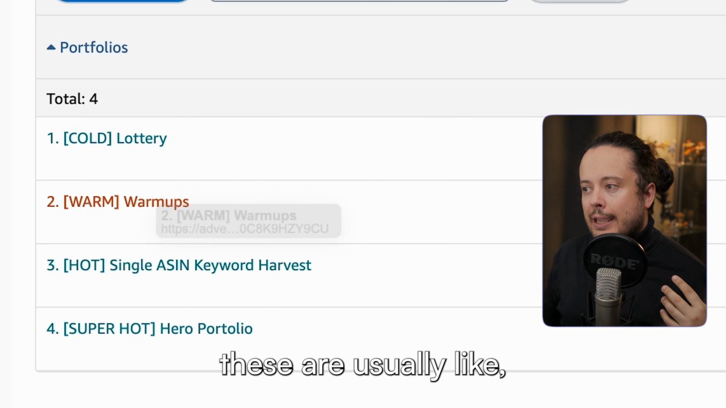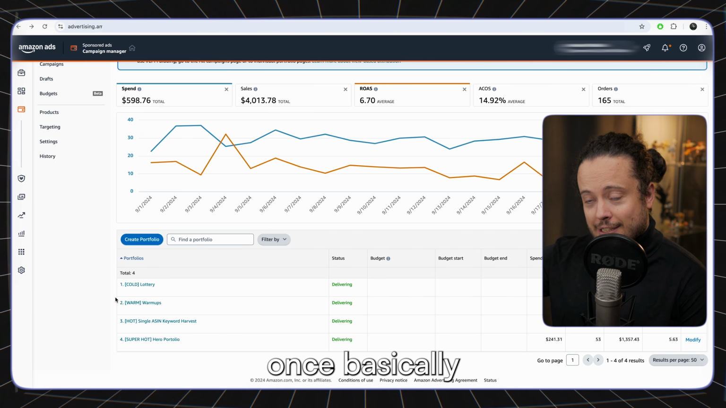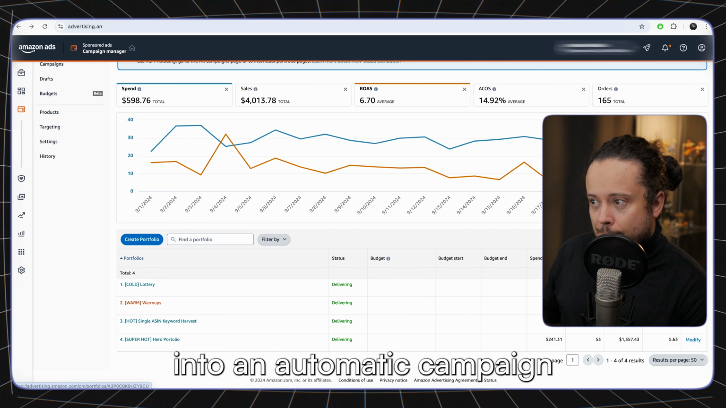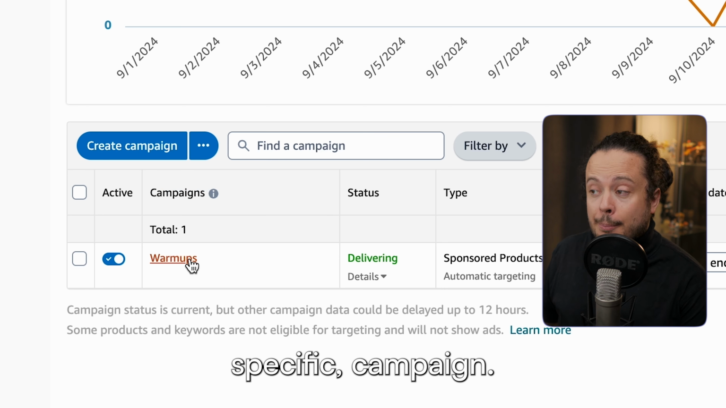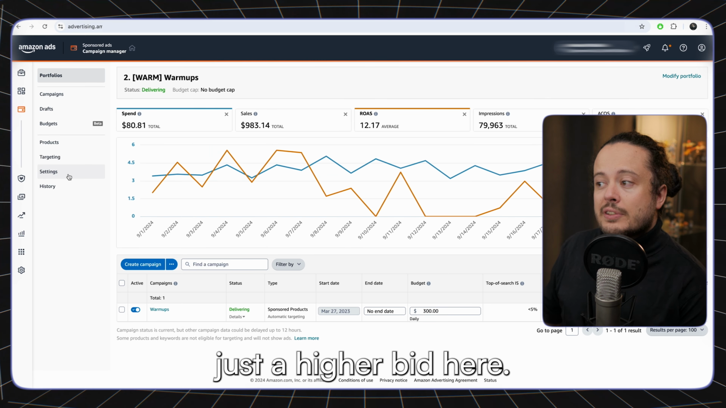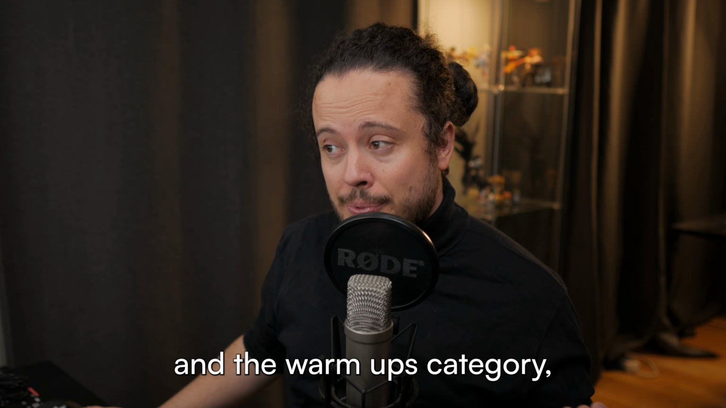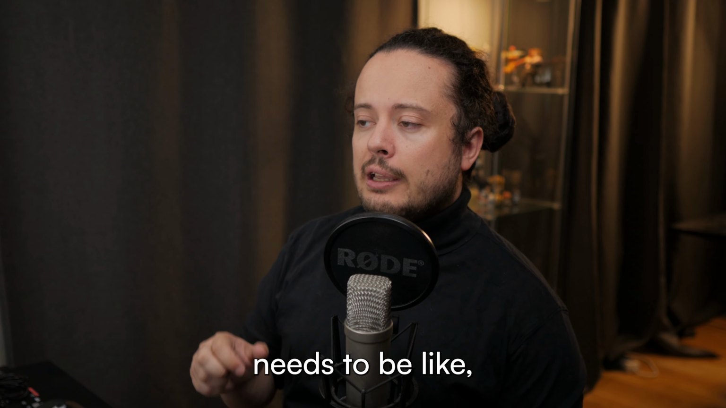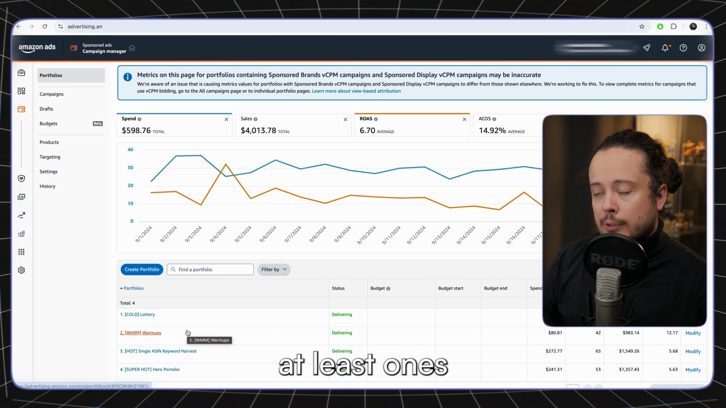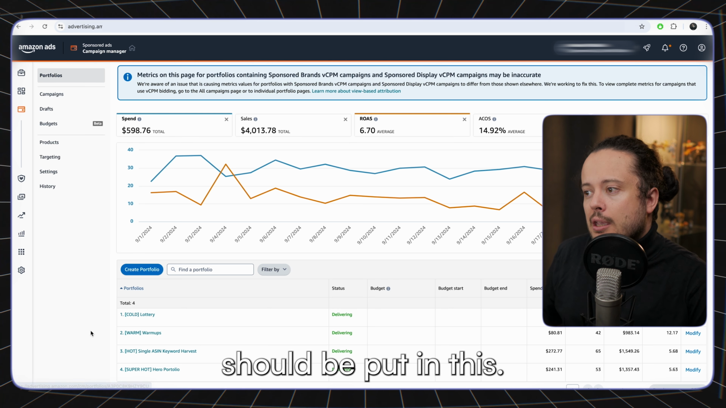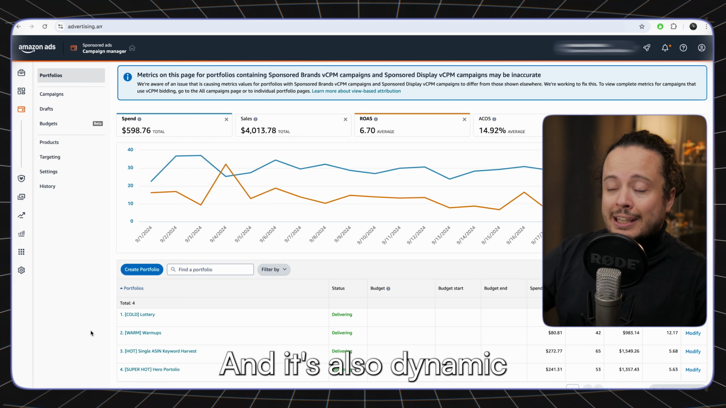This is usually not typical ads terminology, but this is all the listings that have sold once. I put them into an automatic campaign. All of them are shoved into this specific campaign, but with a higher bid. The gist of the warm-ups category is that you shouldn't even divide them up by product category here. Everything that has sold at least once should be put in this, and the bid is about 15 cents to 20 cents, and it's also dynamic bids down only.